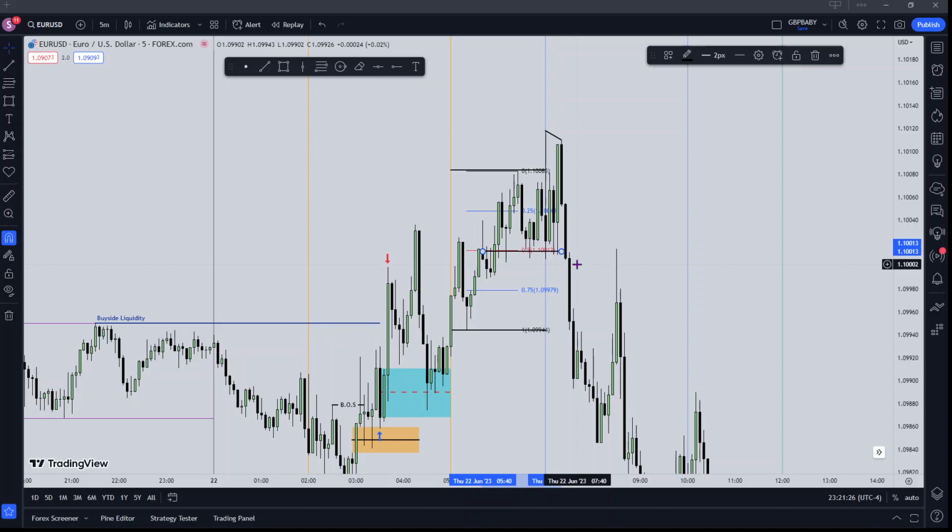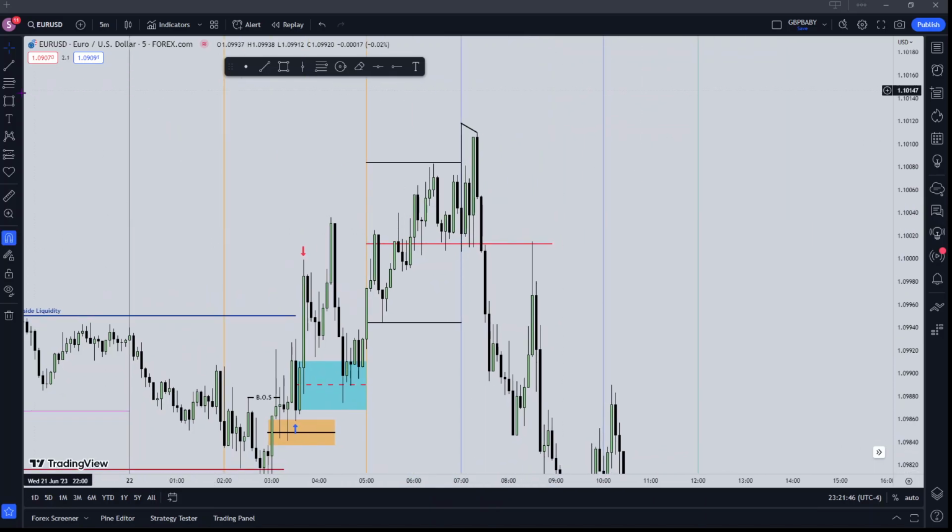Interestingly enough, what's the high of this? 10015, and the midpoint of the range was 13. You can't make this up, man. There we go. So you can see how we trade back to that. There's also a fair value gap and a bearish order block.